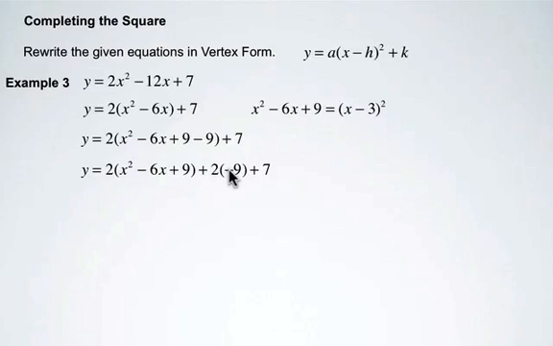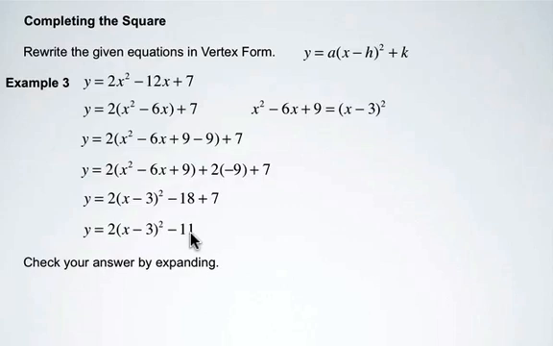Notice though that when we moved it outside of the brackets, we multiply it by 2. That's because when it was inside the brackets, it was multiplied by the common factor 2. So when we remove it from the brackets, it still must be multiplied by the common factor 2. We then factor our trinomial here to give us x minus 3 squared. Then we have negative 18 plus 7, which is negative 11. So our vertex form for this example is y equals 2 times x minus 3 squared minus 11.